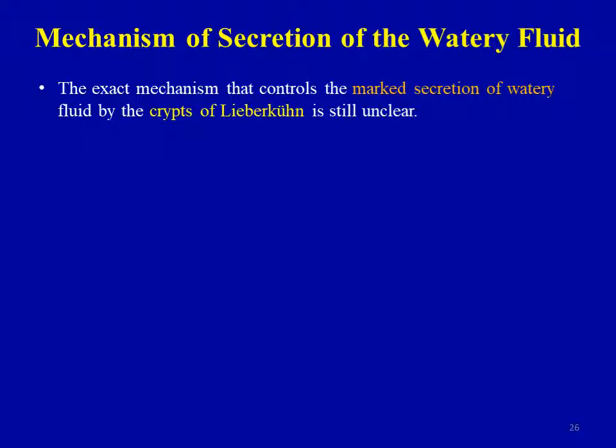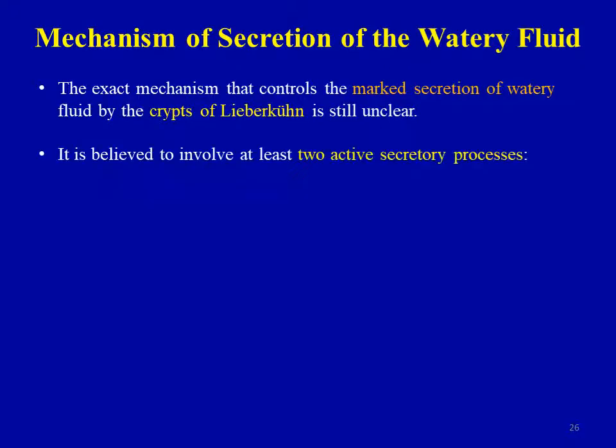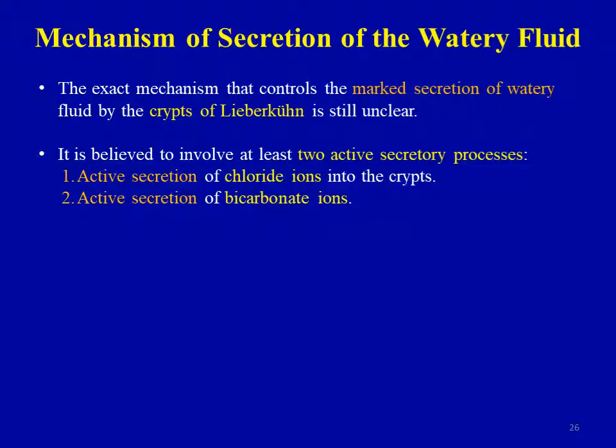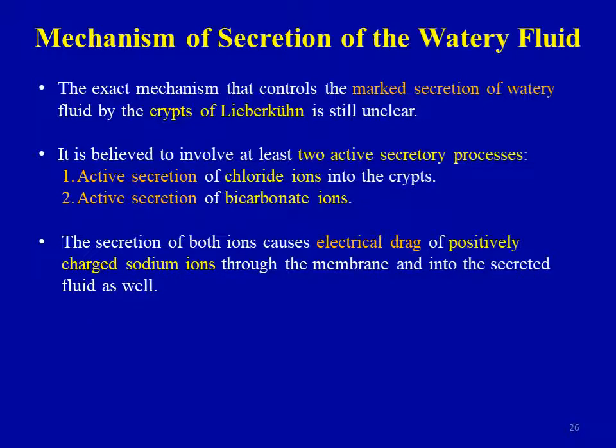So what is the mechanism for the secretion of this watery small intestinal gland secretion of fluid? The exact mechanism that controls the marked secretion of watery fluid by the crypts of Lieberkühn is still unclear. They don't know exactly the mechanism. It is believed to involve at least two active secretory processes. One is the active secretion of chloride ions into the crypts, and in addition to that, active secretion of bicarbonate ions.